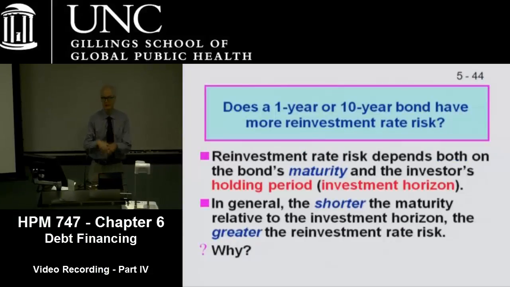On the other hand, let's look at reinvestment risk. Reinvestment rate risk depends on both the maturity and the holding period. So I claim that the shorter the maturity, the greater the reinvestment rate risk. Why? What's the basis for that second statement? With the future coupon payments, I guess your odds of reinvesting and making up the difference are greater with the longer term you have, just because the market can change or things can improve for you.